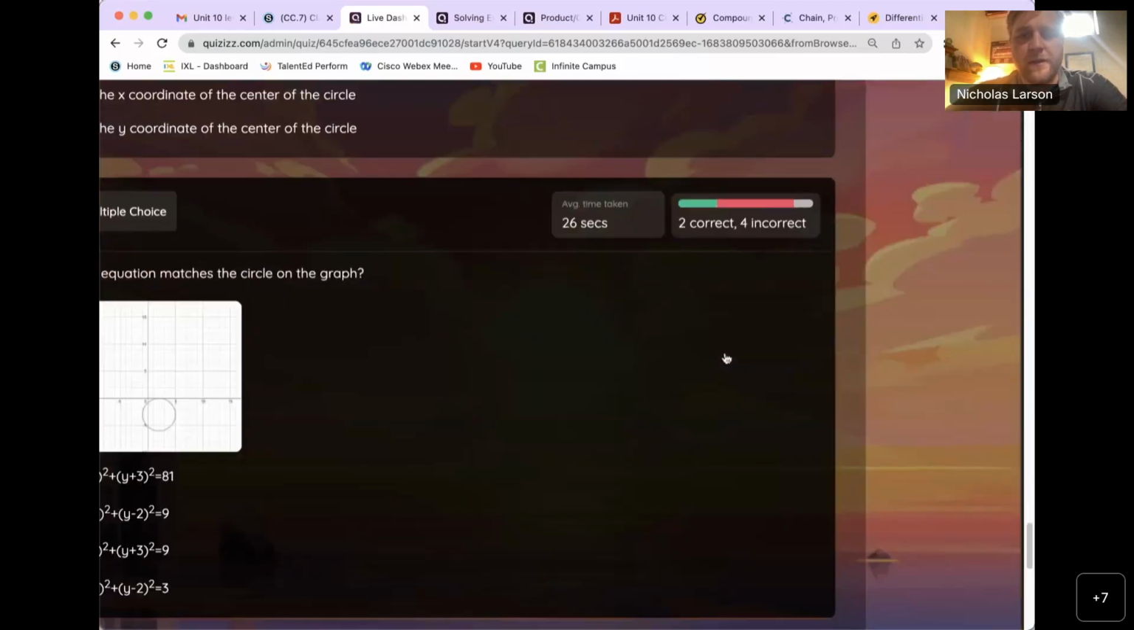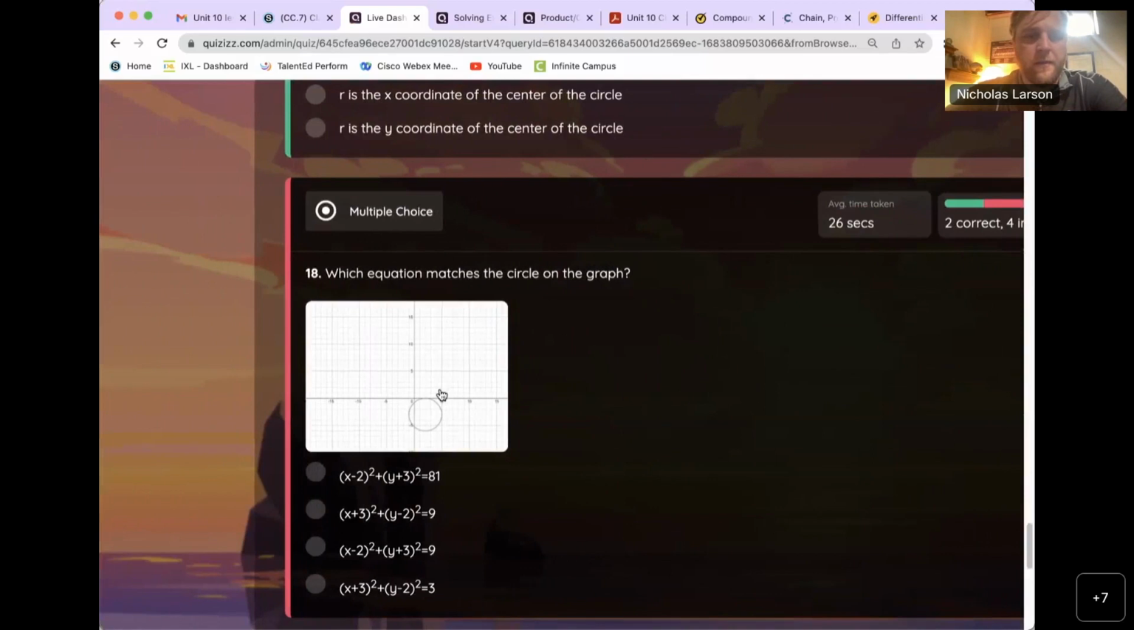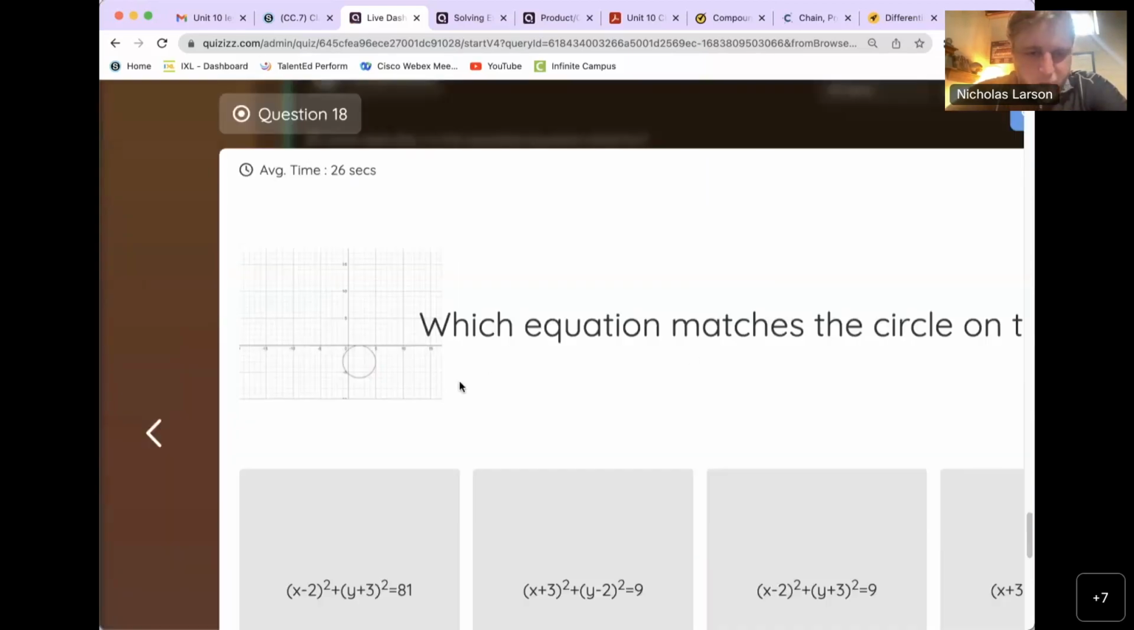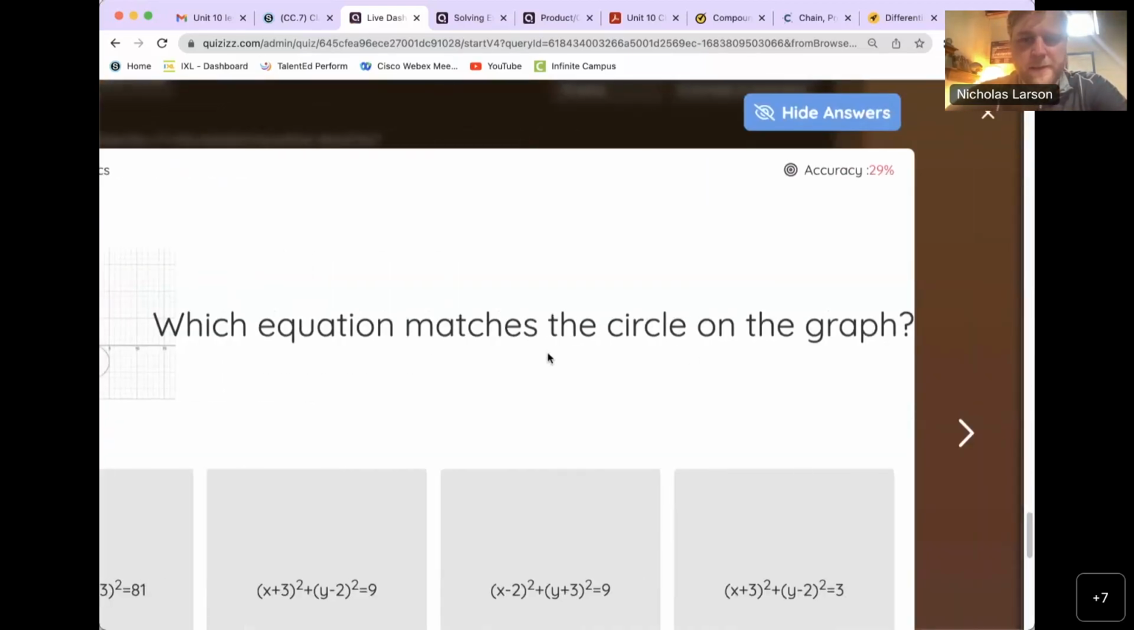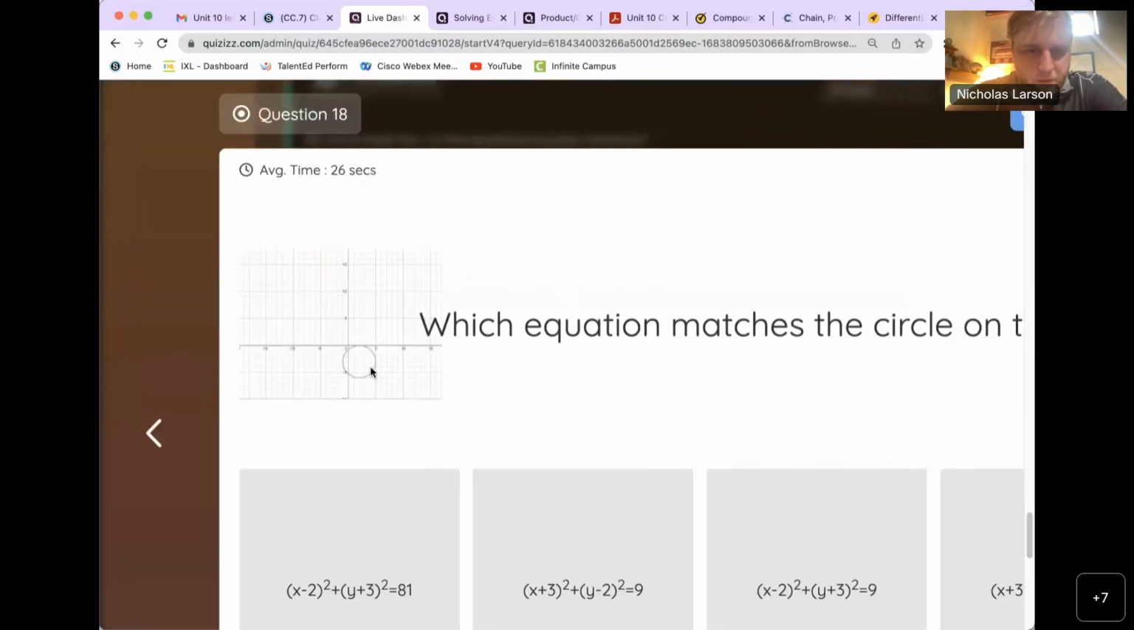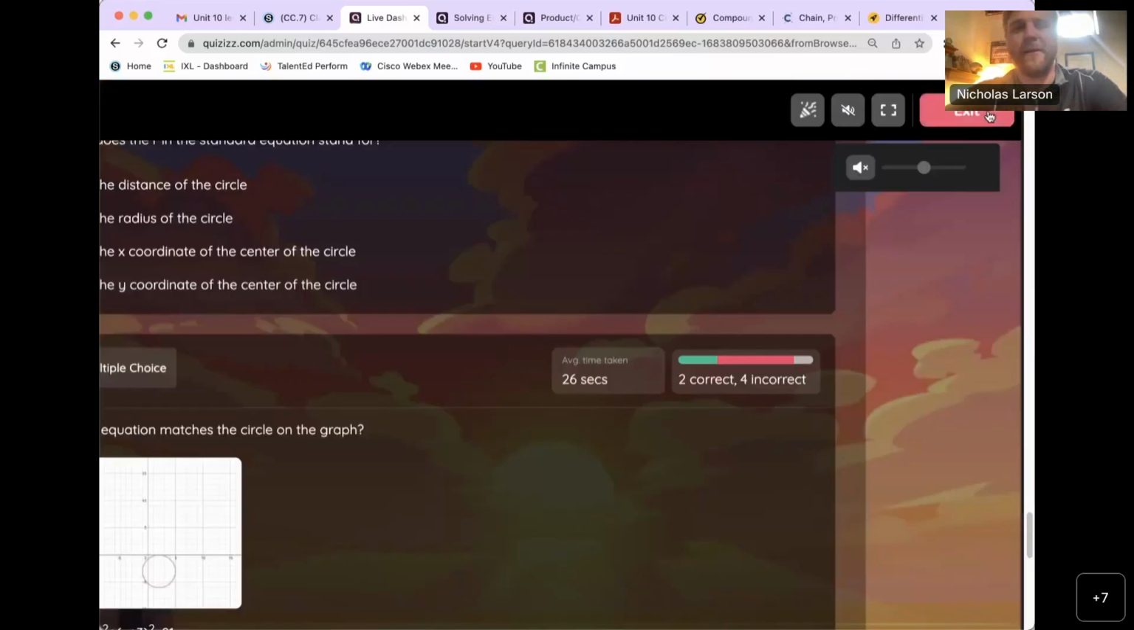So (x minus 2) squared plus (y plus 3) squared equals 9. And the other one is number 20, which is kind of the exact same problem. It's the same problem twice, it looks like. So that would make sense as to why we got it wrong twice, or it was the most common one.